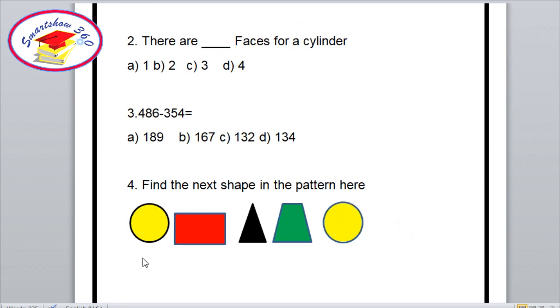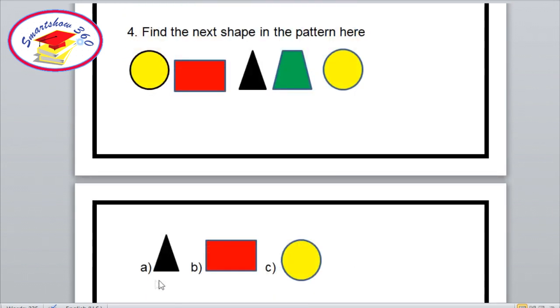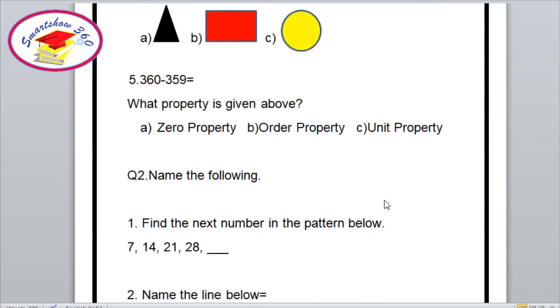See here in the pattern, circle, rectangle, triangle, polygon, or we can say quadrilateral. And again there is a circle here. So what could be the next shape? A, triangle. B, rectangle. C, circle. So what is the next one? What is the answer here? Yes, it is B. It's a rectangle. Because here, see, after circle there comes a rectangle. So rectangle is the answer.